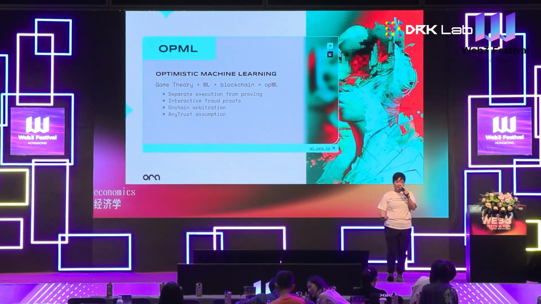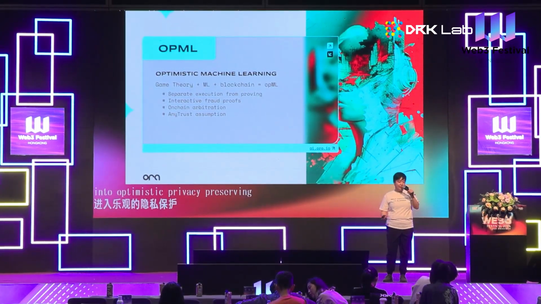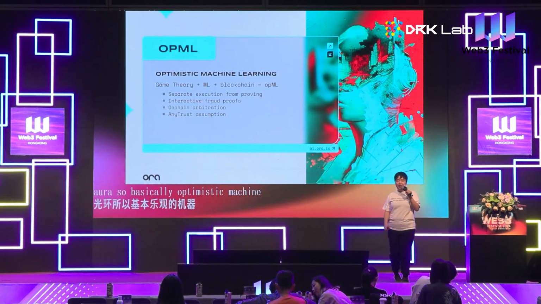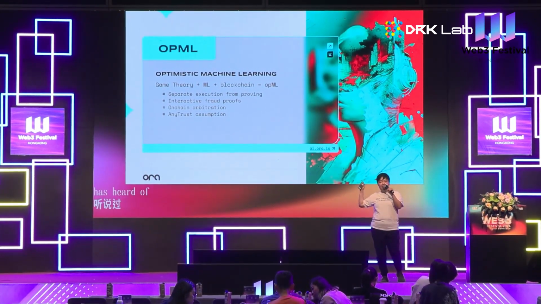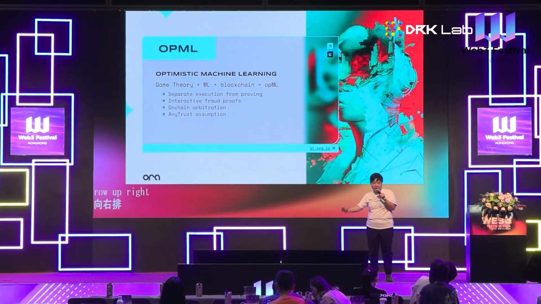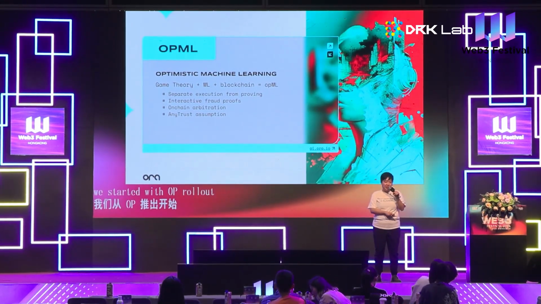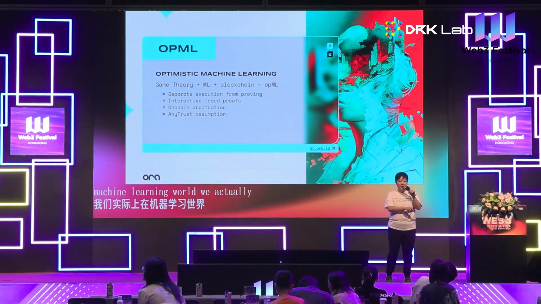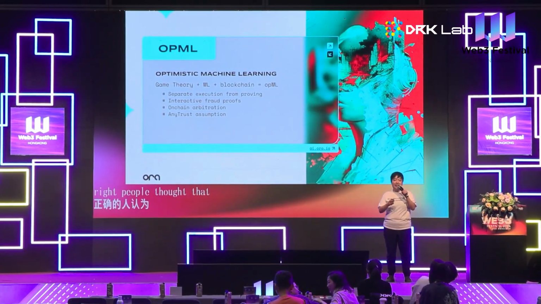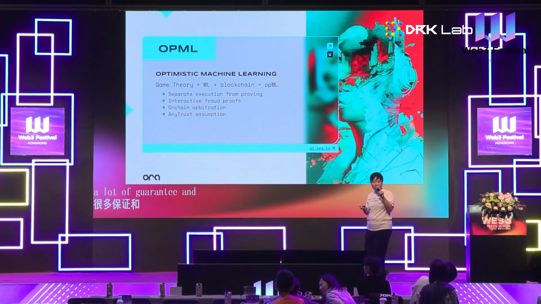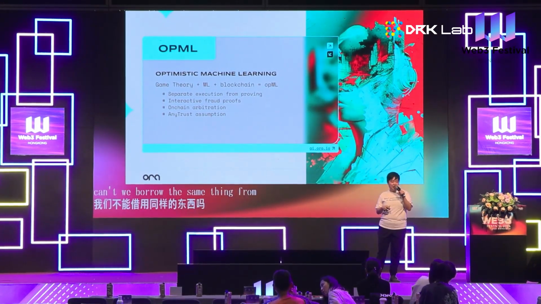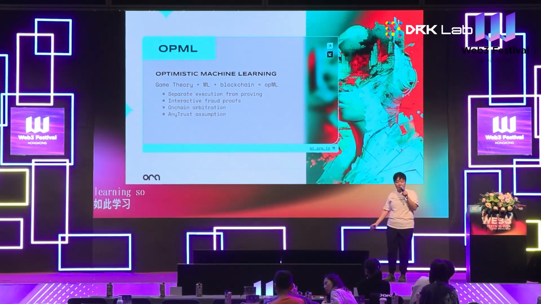The other primitive that I need to go through before I really get into optimistic privacy-preserving AI is a research initiative that we have started at ORA. Basically, optimistic machine learning. I'm pretty sure everyone has heard of ZK rollup and OP rollup, right? It's funny because we started with OP rollup and then moved on to ZK rollup, with better security guarantees. In the machine learning world, we actually did the opposite. We started with zkML, right? People thought that, okay, just do ZK with machine learning, we can get a lot of guarantees. And then at ORA, we thought, well, why can't we do optimistic machine learning? Why can't we borrow the same thing from optimistic rollup into machine learning? So that's what we have proposed and invented.